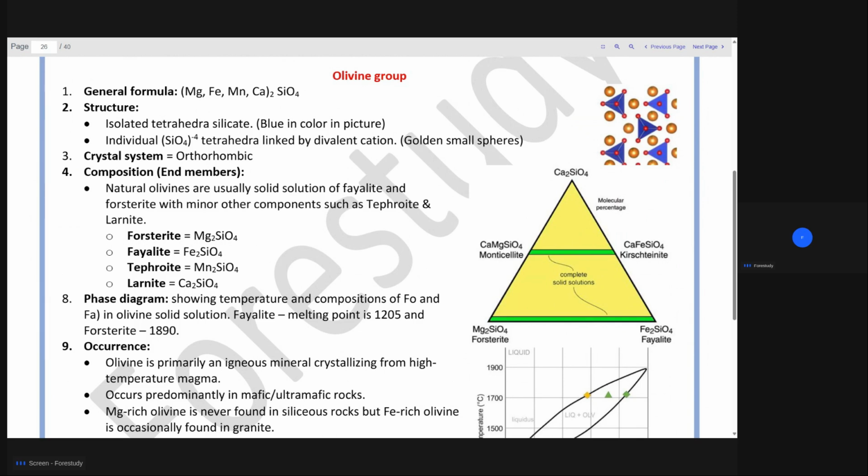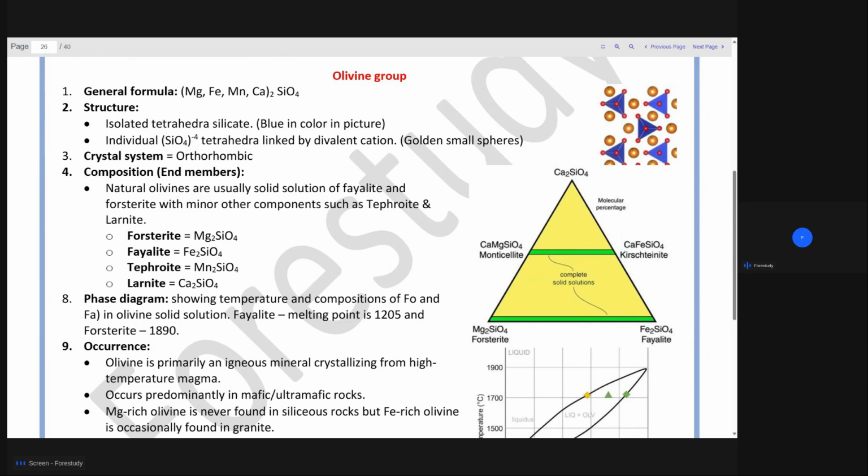Okay, let's start with the olivine group. Olivine has the general formula where the first site can have anything: Mg, Fe, Mn, Ca, that is magnesium, iron, manganese, calcium, then two SiO4. SiO4 is the tetrahedra. Remember, olivine is an island silicate, or a nesosilicate.